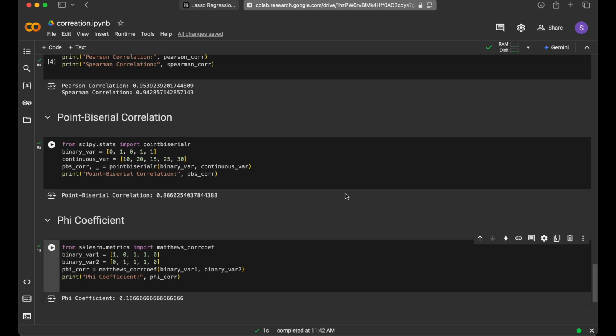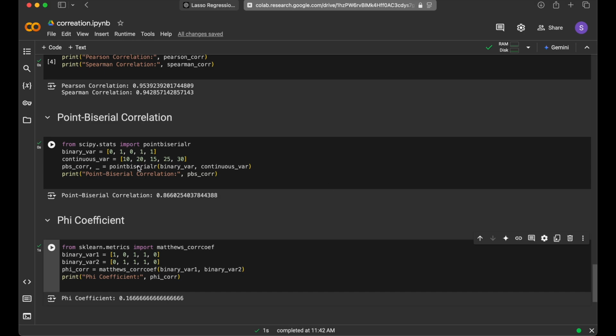Next is the point-biserial correlation. I think this is a rare case where we have to use it. Most of the time we use the Pearson correlation or the Spearman correlation. The point-biserial correlation is used when one variable is continuous and the other is binary. It evaluates the relationship between binary and continuous variables. A use case is the relationship between gender, which is binary, and income.